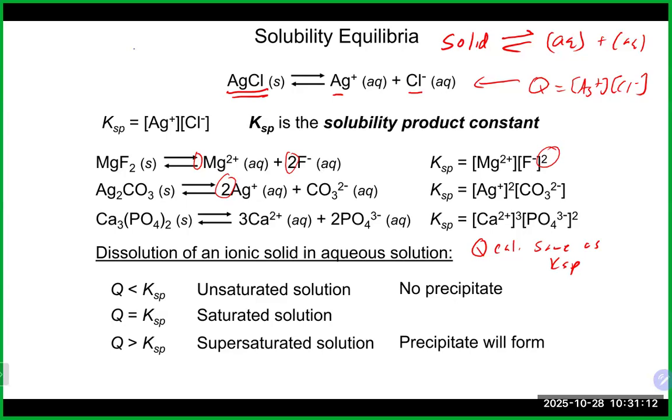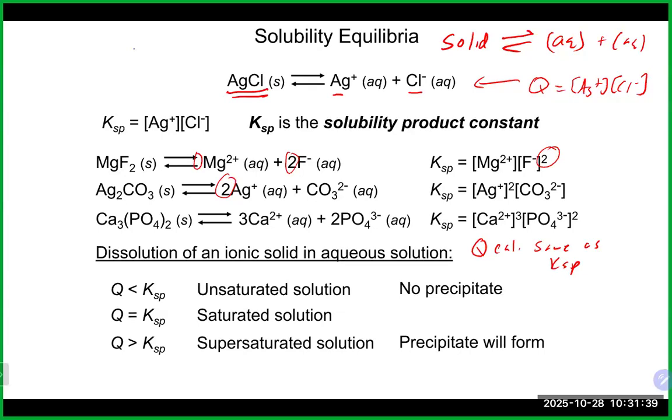If you calculate Q and it equals the KSP value, you have a saturated solution. And if you don't remember what a saturated solution is, that is the point where you have dissolved as much solid as you can at that given temperature. If you put any more solid in there, it will not dissolve. So it's the exact point where you're going to start to see a precipitate form if you continue your process there.